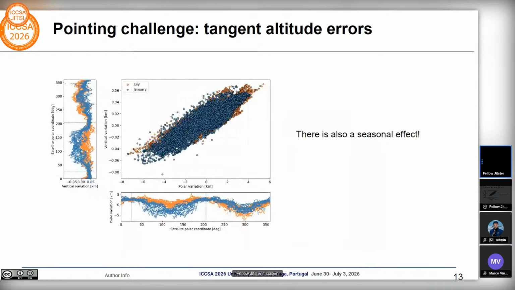Then we also check, and we discover that there is a correlation with the seasonal effect, because if we look at the north hemisphere and the south hemisphere, in different seasonal conditions, for example summer or winter, there is a different displacement in this error.